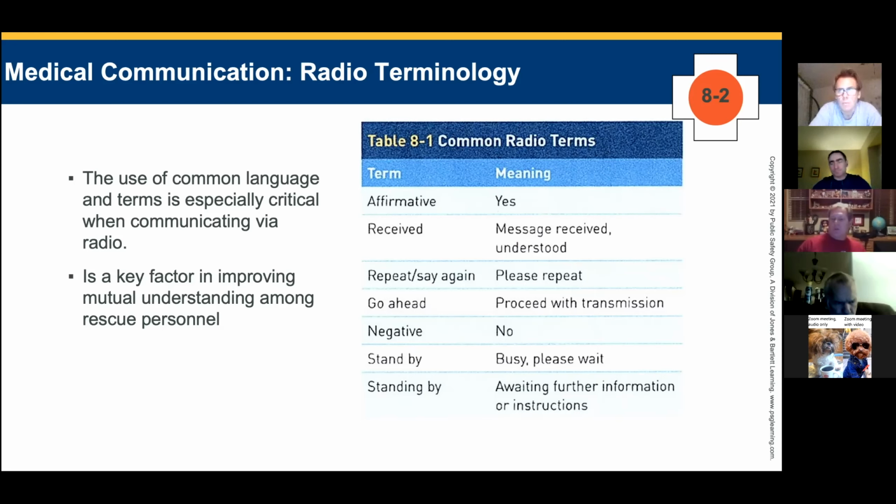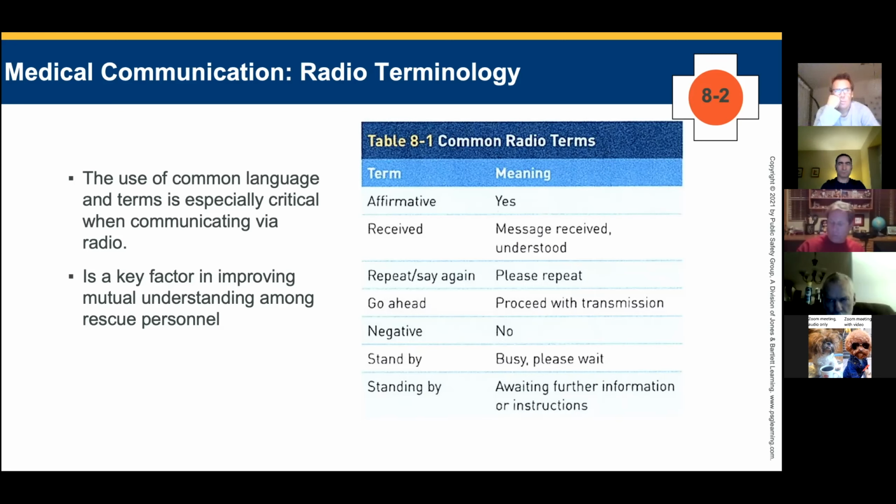So you want to be comfortable in what you're saying, but you want to make sure that everything you say is clear and concise, okay? And before you transmit on that radio, think about what you want to say before you transmit it, okay? And then make sure that when you transmit it, that they repeat it back to you, or in the same aspect, when dispatch says something to you, repeat it back to them so they know that you heard, for one, and you understand it.